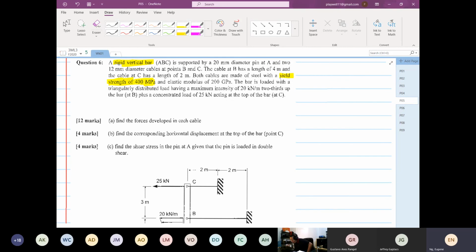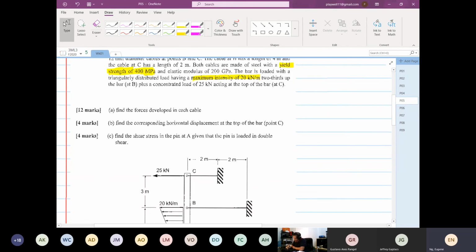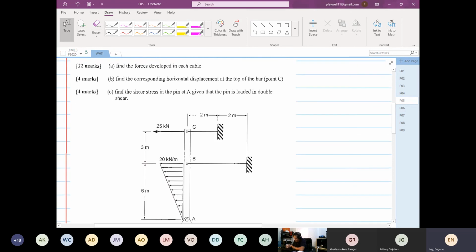So the modulus of elasticity is 200 megapascal. The bar is loaded with a triangular distributed load that has a maximum intensity of 20 kilonewton. I will explain to you what all this means, so don't panic yet. It also carries a concentrated load of 25 kilonewton at the top of the bar at point C.